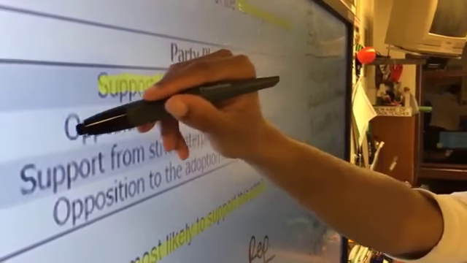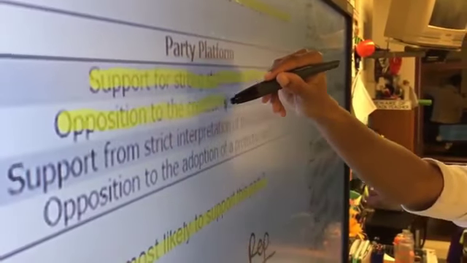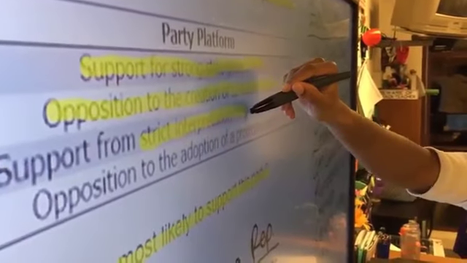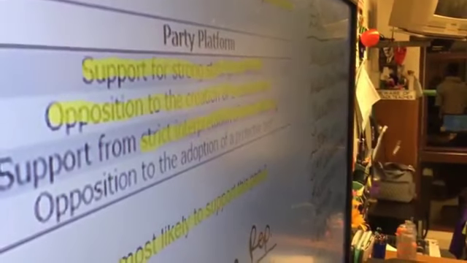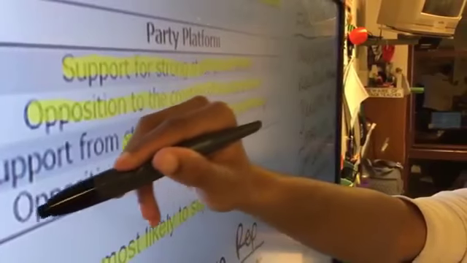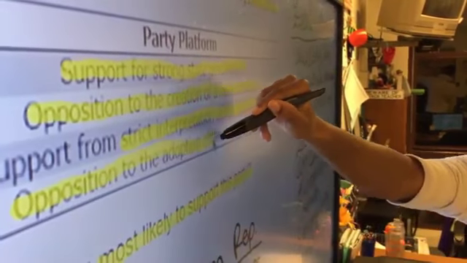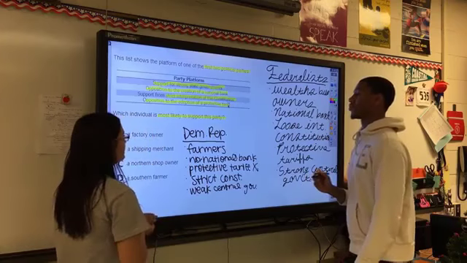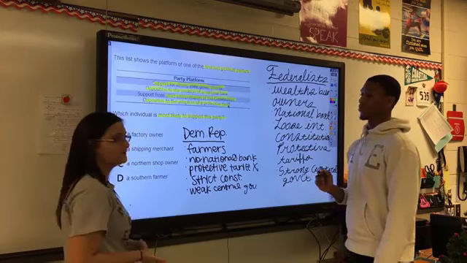opposition to the creation of a national bank, a strict interpretation of the Constitution, and the opposition of a protective tariff. By looking at this chart, we know that they're talking about a Democratic Republican.